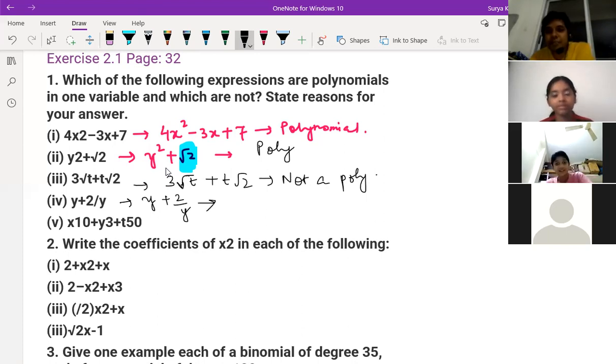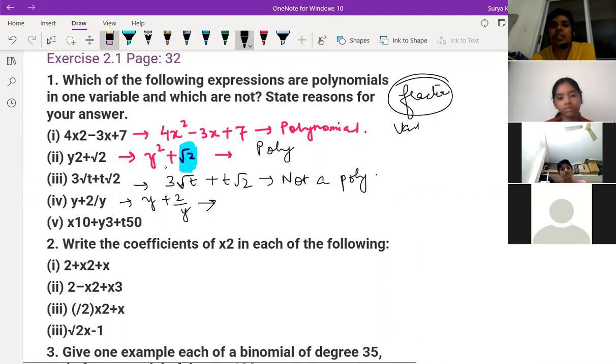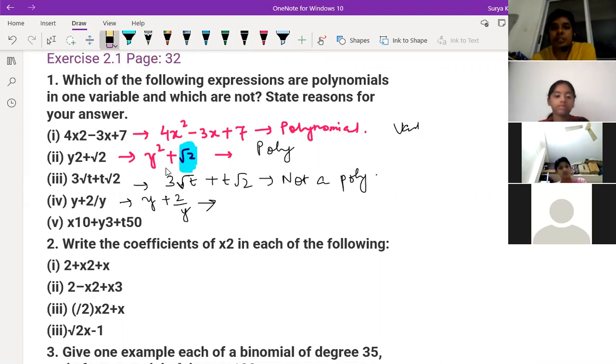Satvik, you tell me. Sir, it's not a polynomial, sir, because it has a fraction. See, I told you the fraction should not be on the variable. Variable to the power fraction should not be there. Understood? Is it clear? Yes, sir. But here the variable power is not mentioned now.